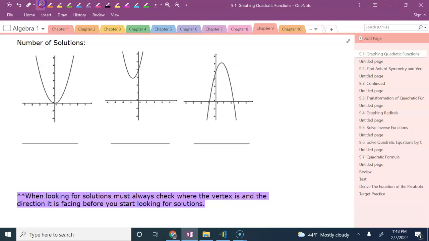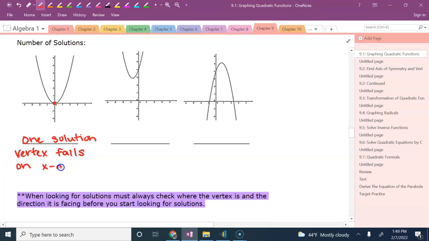For this first one, notice how the graph comes down and it hits the x-axis kind of at one spot right there. So this is only going to have one solution. Okay, and that's because the vertex, kind of that turning point, falls on the x-axis. So if you see a graph like that where your vertex is sitting on the x-axis, you're only going to have one solution.